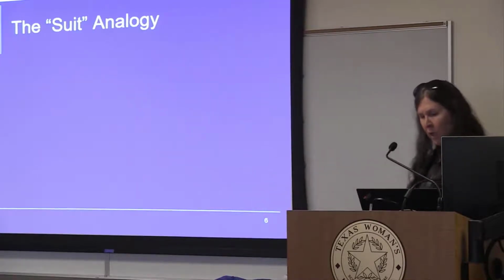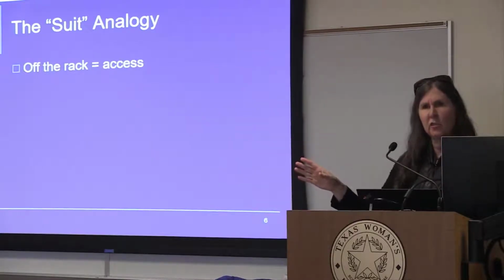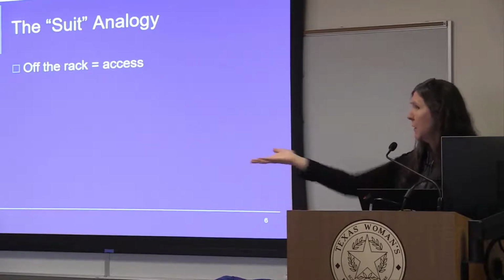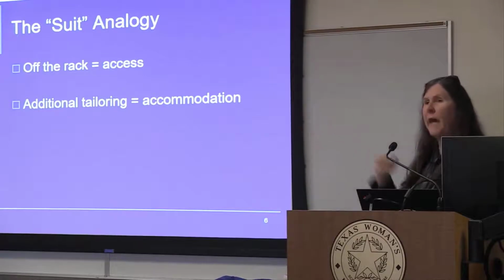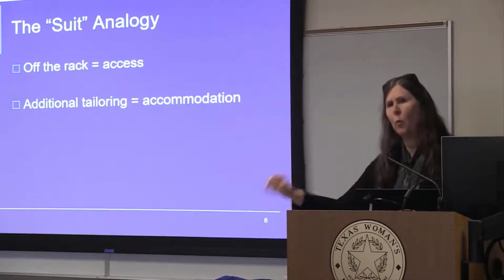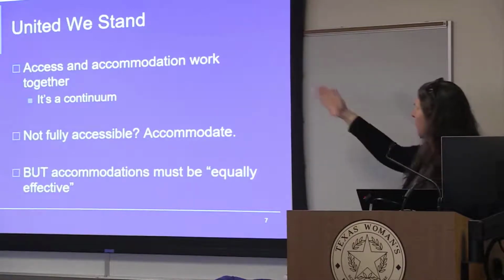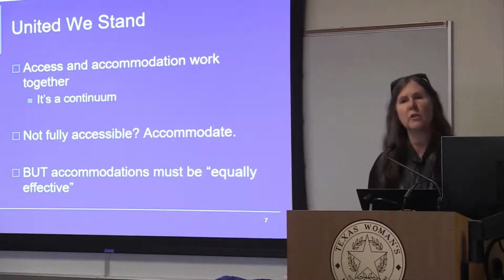So in this analogy, buying off the rack, that's access. That's what's just there. You don't have to ask for it. You just walk in and you can just pick it up off the rack. The accommodation part, that's the additional tailoring. That's the making it work just for that one individual, not for anybody else, but just for that one person. So it's a continuum. Access and accommodation always work together.